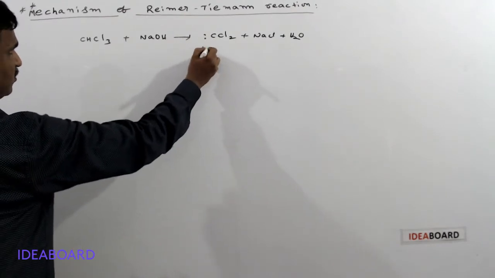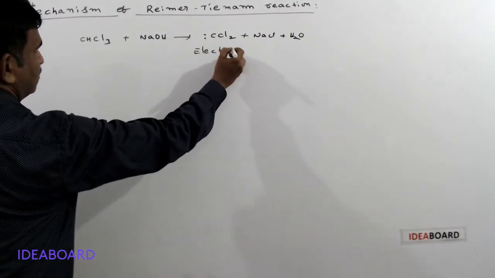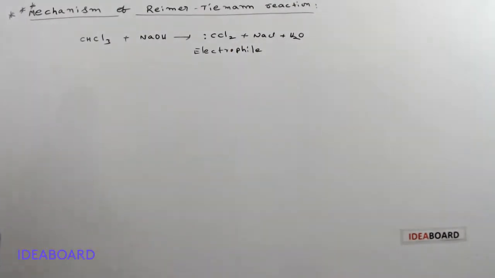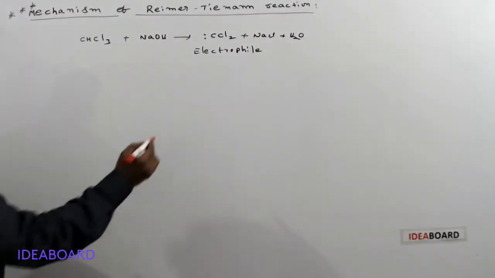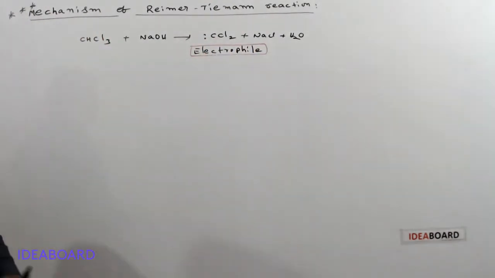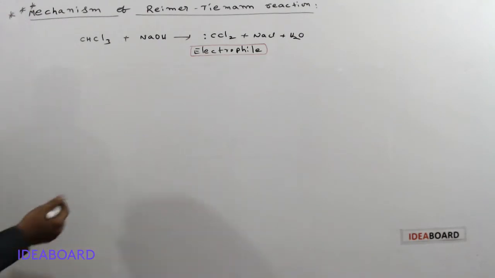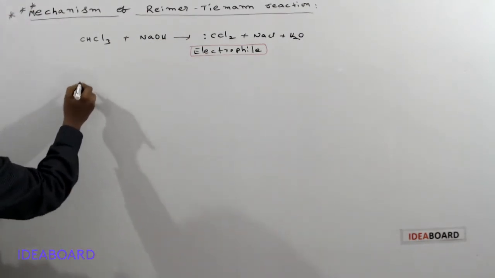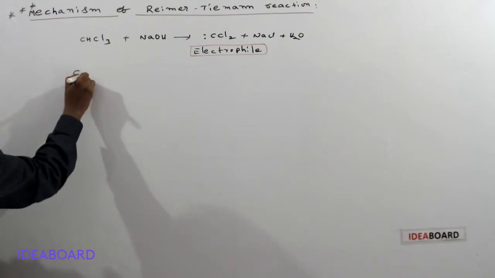Dichlorocarbene, this is the electrophile. Please remember, in the reaction, the electrophile used is dichlorocarbene. So they are asking the question, what is the electrophile in Reimer-Tiemann reaction? That is dichlorocarbene. And in the next step, what happens?